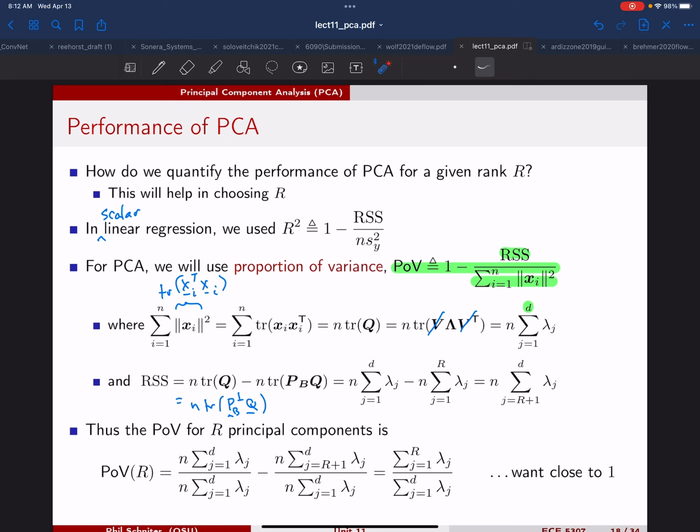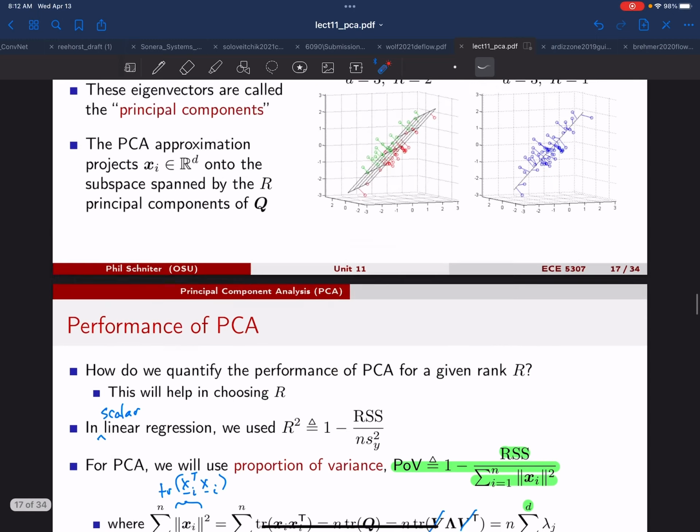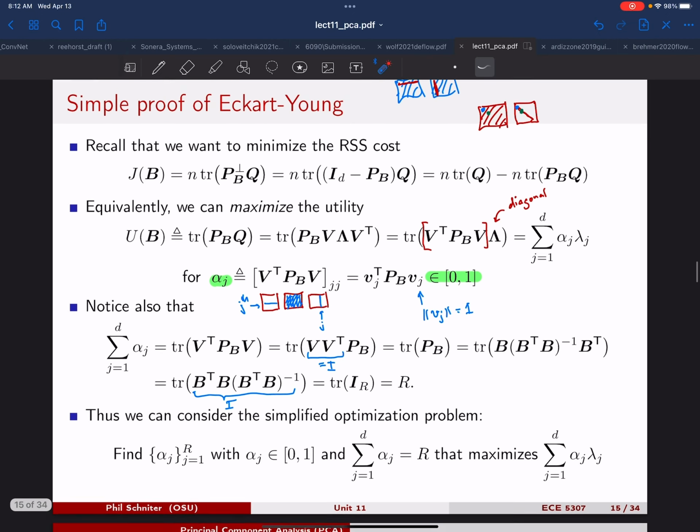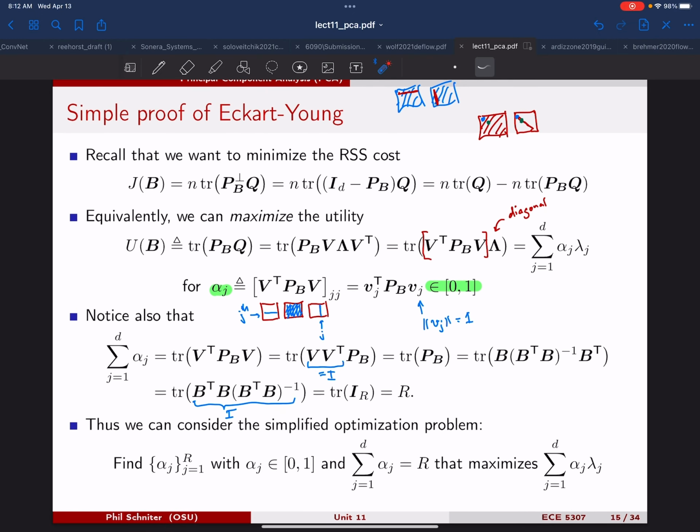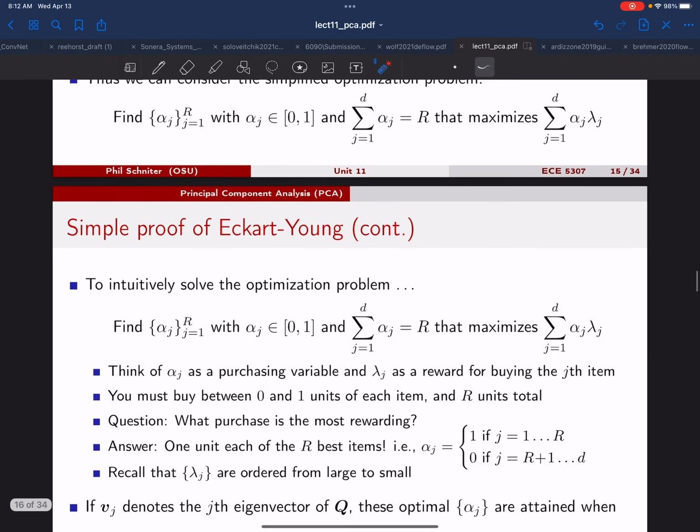We also saw that the optimal solution for this trace PBQ, let's see, we go back over here. Remember, we were working on that. We were trying to minimize that. And we found that we could essentially, actually it's this one, write this guy, or maybe just the trace part, as this. Then we solved for the alphas, and we found out that we want to choose alphas that are either 1 or 0.